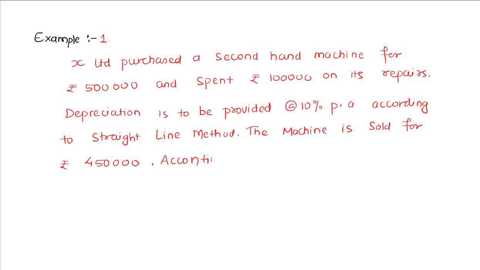Accounting year is financial year. That means the year will start from 1st of April and the year will end to 31st of March. I believe you understood. That is financial year.